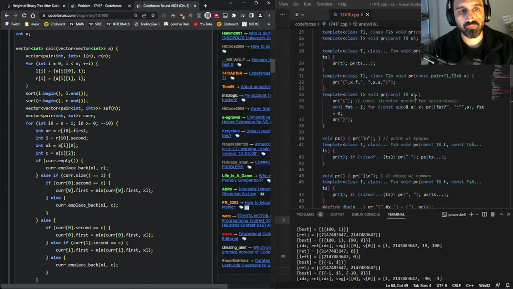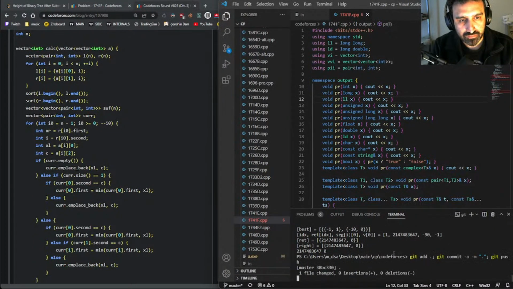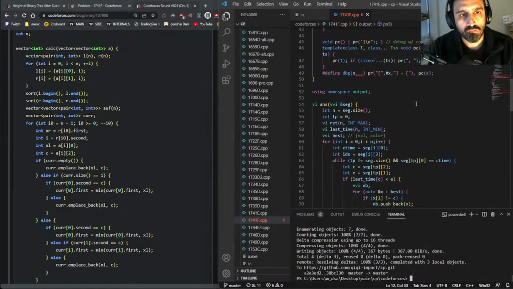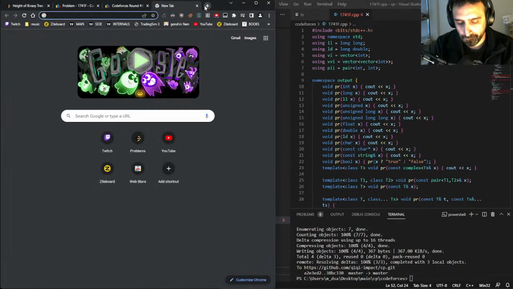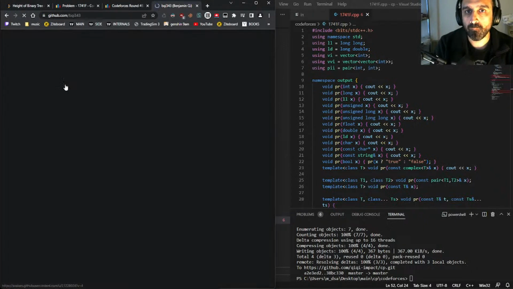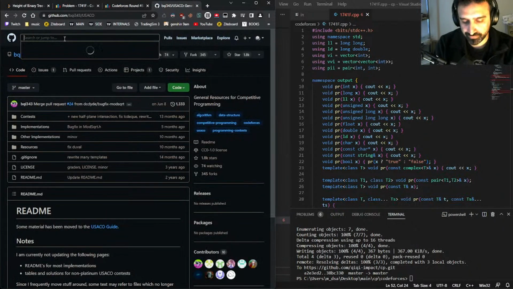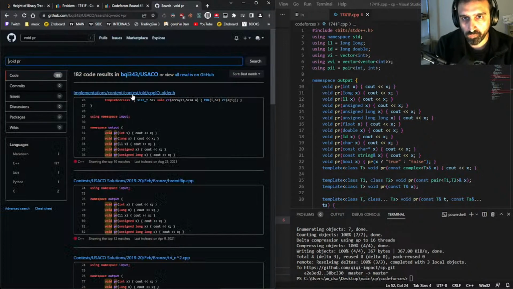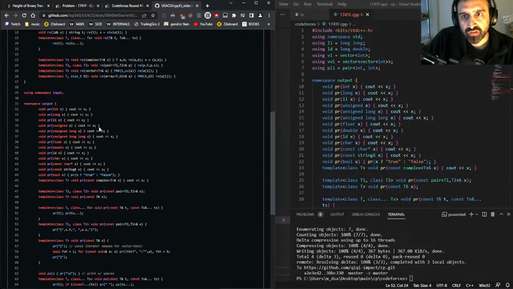Oh, debug? Yeah. Actually, it's an amalgamation, but this is from... So it's in the output namespace.